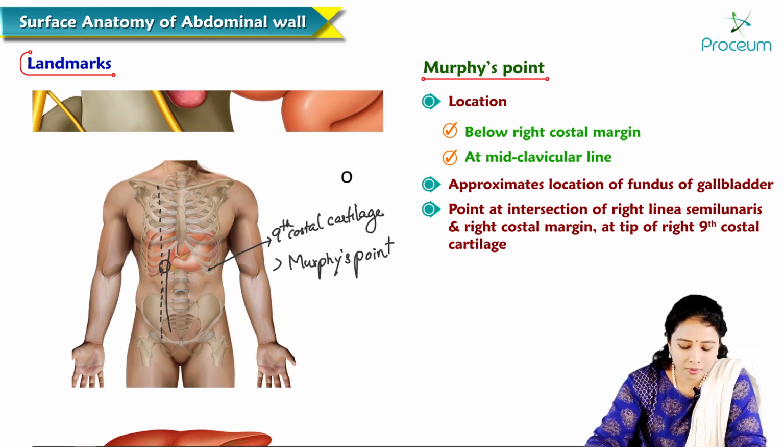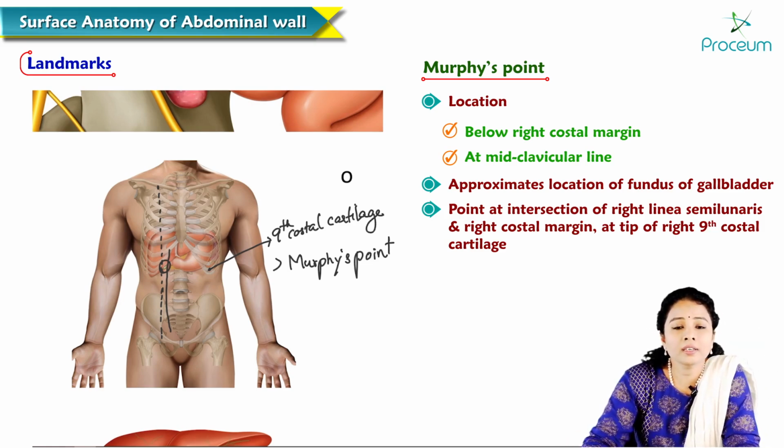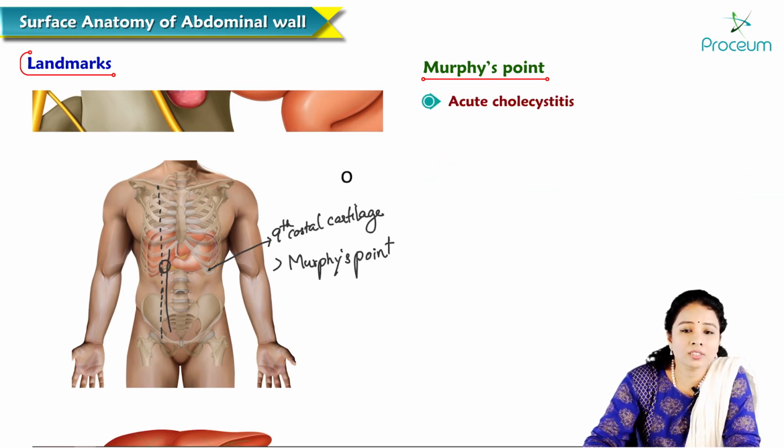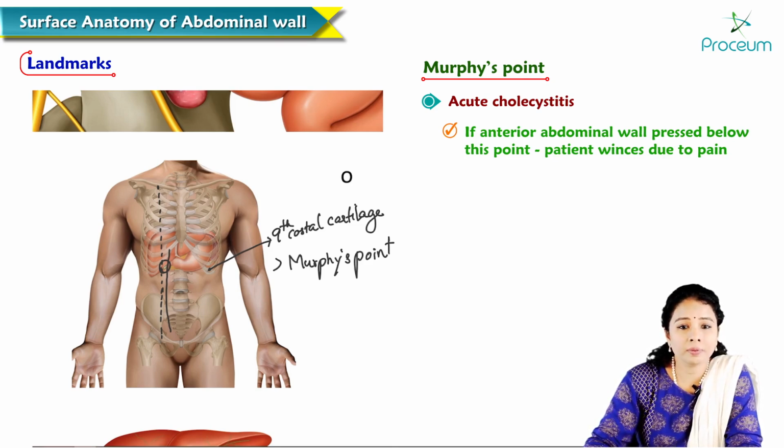So the costal cartilage which is associated here is the ninth costal cartilage, means here. So that is about the Murphy's point, and the most important thing clinically in acute cholecystitis, when anterior abdominal wall is pressed at this point, the patient winces while taking a deep breath due to pain. So that is the point of tenderness in acute cholecystitis.